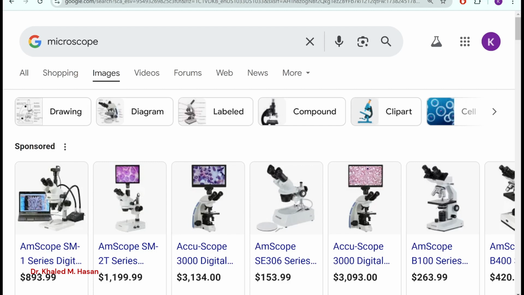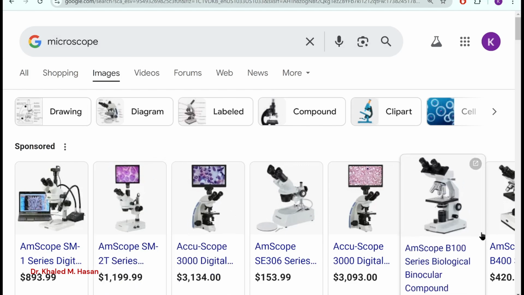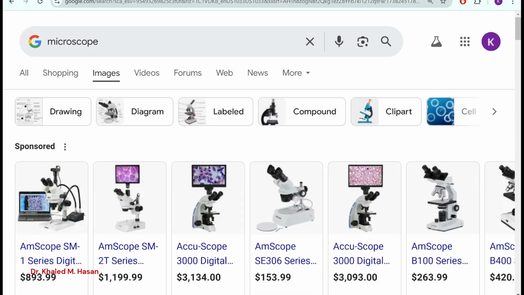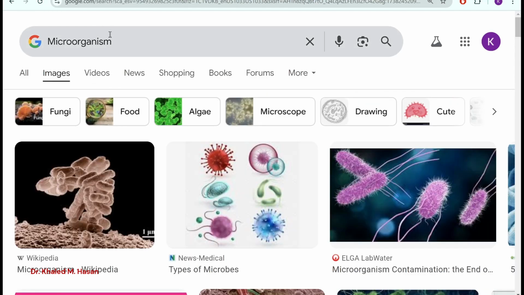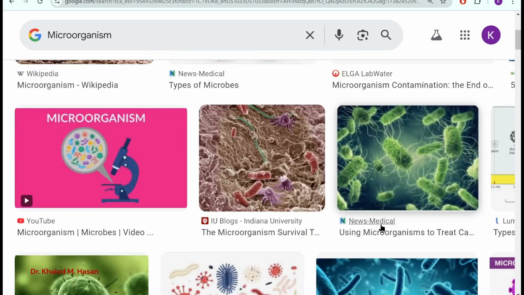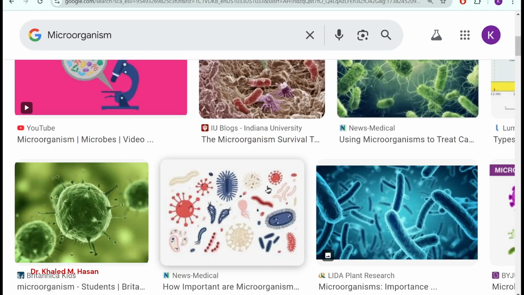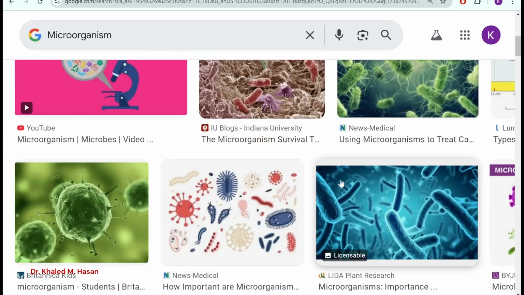Okay, this is through Google images. When you type microscope and click on the images, they show you the different types of microscopes available. Then if you click on microorganism, you can see the creatures, could be bacteria, could be viruses, that can be seen under the microscope, under this device that is able to magnify the images.